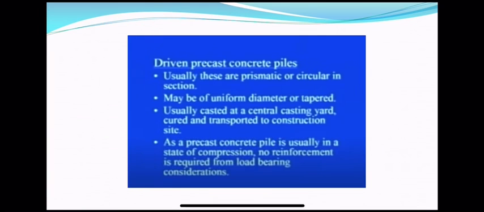Usually these are prismatic or circular in cross section. That is, the cross section can be of uniform diameter throughout its depth, or it can be tapered depending upon the requirement. They are usually cast at the central casting yard, cured, and then transported to the construction site. Wherever you use concrete to attain its full strength, you have to cure it properly.